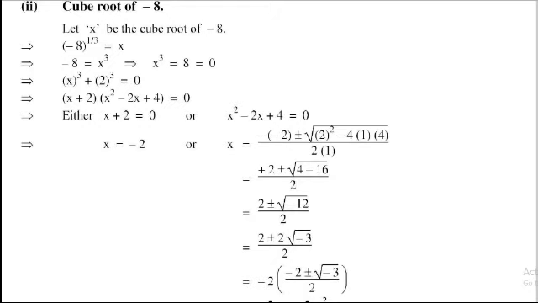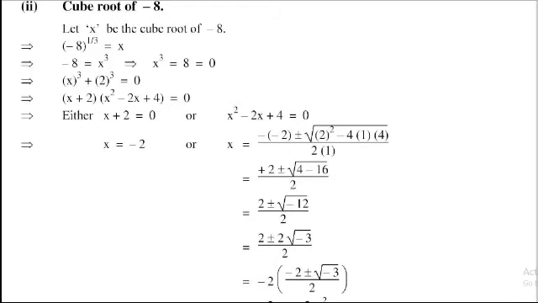So 3 4 times is 12. Square root of 4 is equal to 2. So 2 plus minus 2 square root of minus 3 divided by 2. So take common 2 into minus 1. So dear students, correct this, that is minus 1 plus minus square root of minus 3 divided by 2.